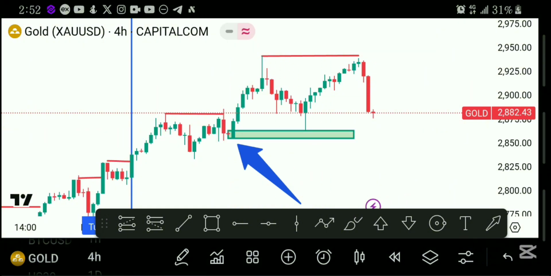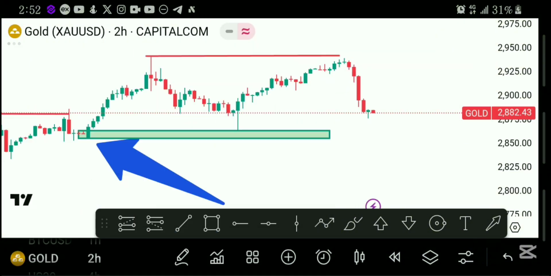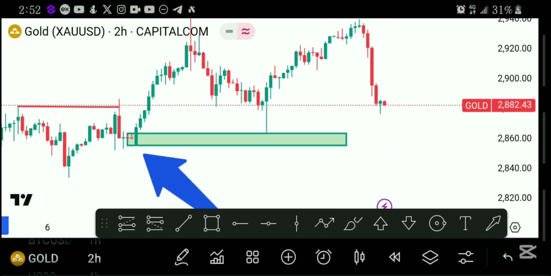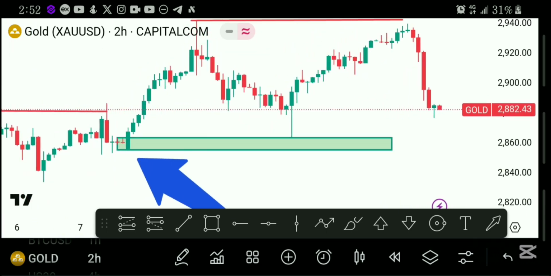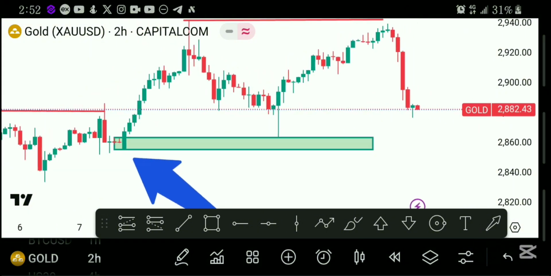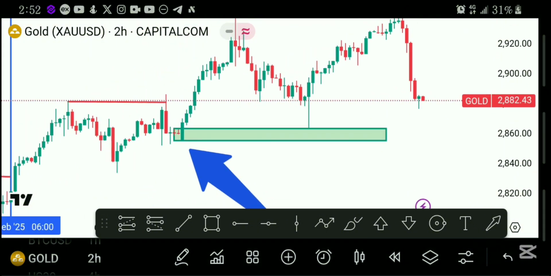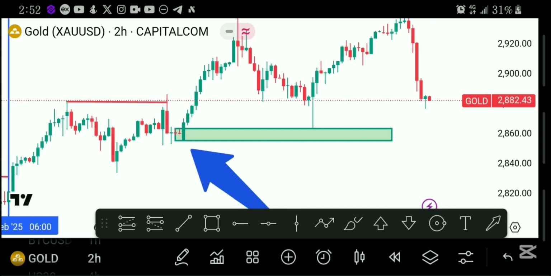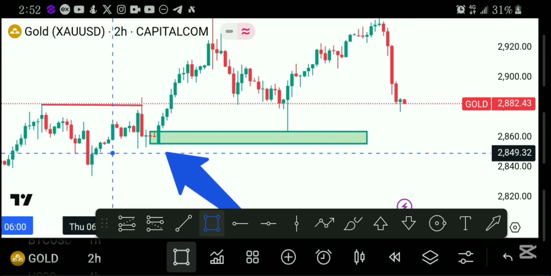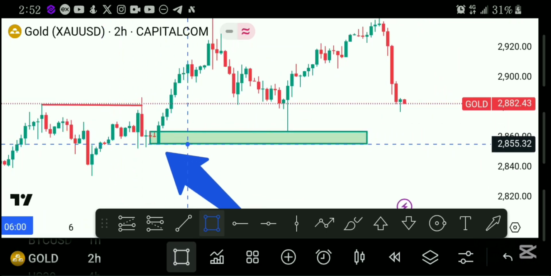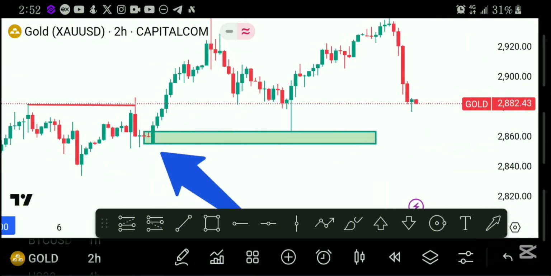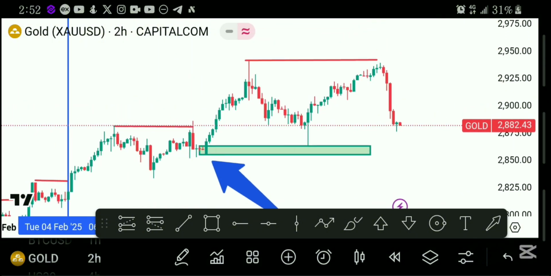Then I'll go down to my 2-hour time frame. So I think that's the only order block for now that broke structure to the upside on 4-hour time frame. Now we don't have any on 2-hour time frame. We have one here, but this one has already been engulfed, so there's no use for it. Now after that, we move on to what?